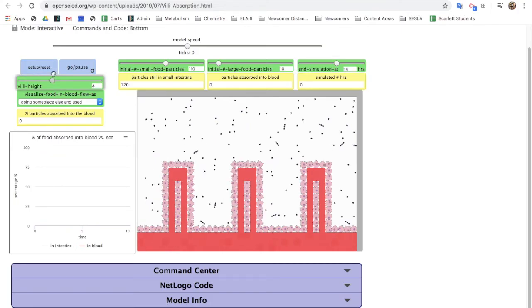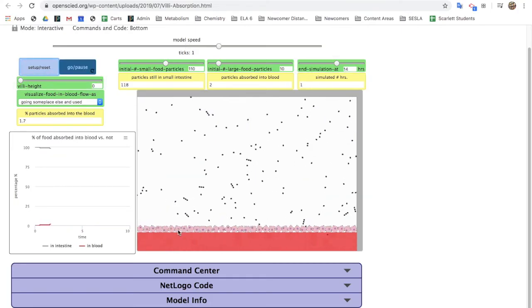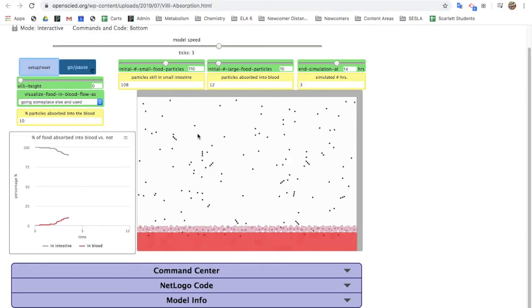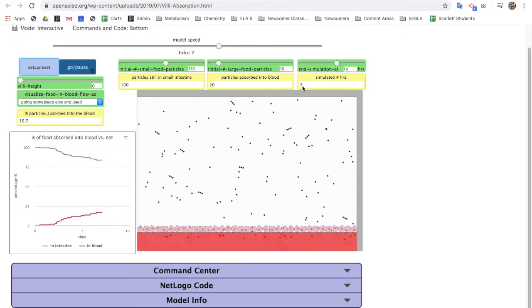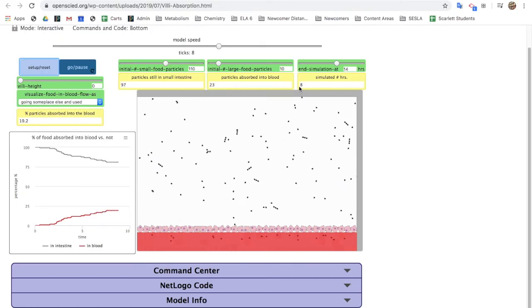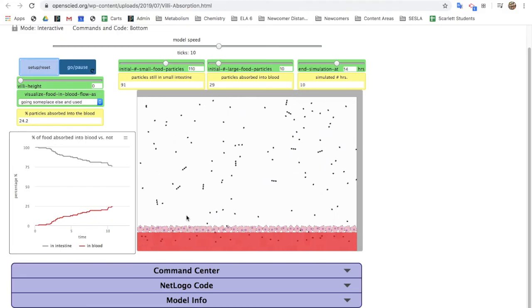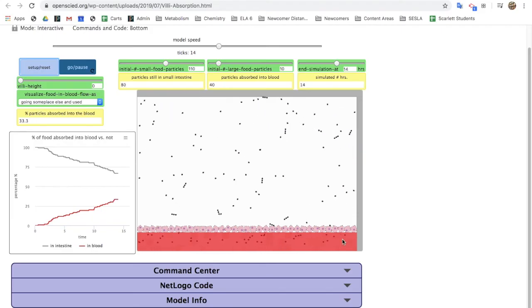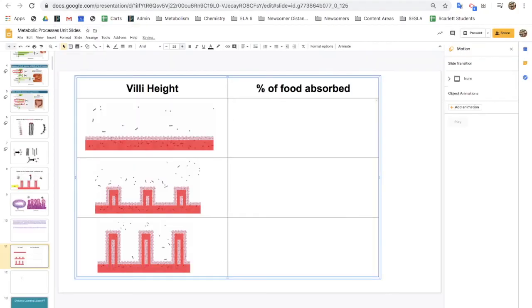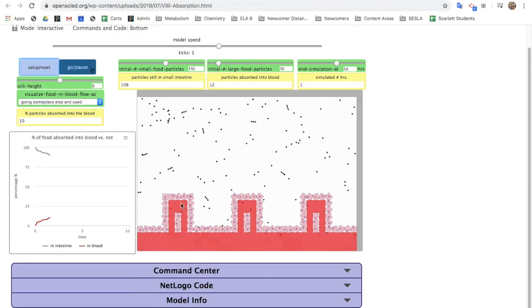Let's start with our villi at 0. When the villi height is 0, we can see that very few of the molecules are making it into the bloodstream. We can see that 6 hours have passed so far in our simulation, 8 hours now, but still very few of these food molecules are making it into the bloodstream. We're now done. It's been 14 hours, and we can see that 33.3% of the food particles were absorbed into the blood. Let's write that here, 33.3%.